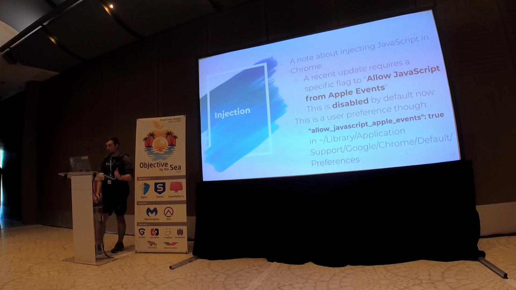And so the defensive thing about this is noting that this allow JavaScript from Apple events is disabled by default, but it's a preference that a user sets. So if, for example, on Chrome, if Chrome is currently closed, in Application Support, Google Chrome, Default, Preferences, you can write in allow JavaScript Apple events true, and the next time Chrome starts, awesome, it's true now. Now you can do your injection. So super easy to bypass, but it is disabled by default, so that might be something that you can check for.